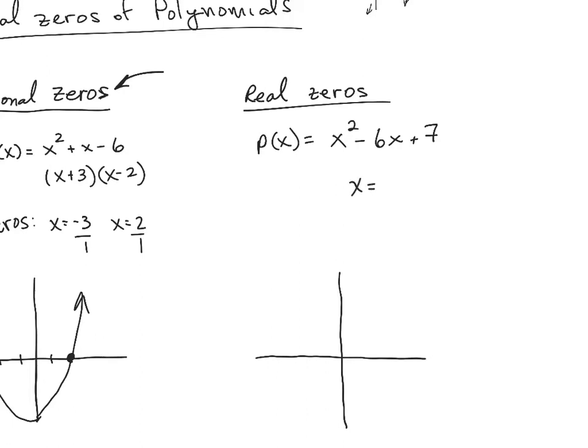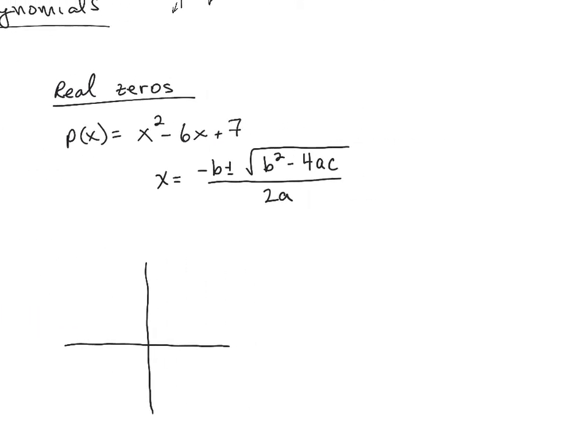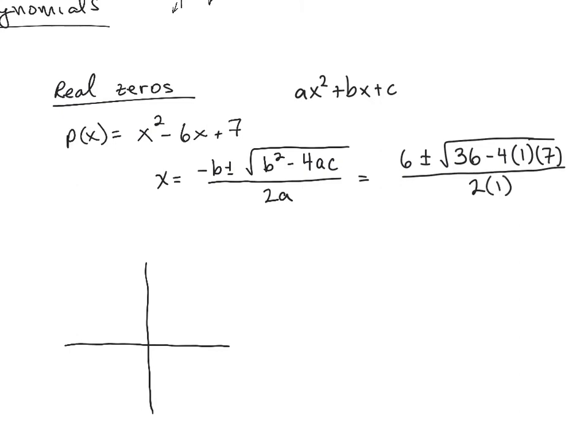So what we need to do is use the quadratic formula. So the opposite of b plus or minus the square root of b squared minus 4ac all over 2a, where we follow the general form of a quadratic, ax squared plus bx plus c. So the opposite of b for this one would be positive 6 plus or minus the square root of b squared, which is 6 squared, or 36 minus 4 times a, which is 1, times c, which is 7, divided by 2 times a.